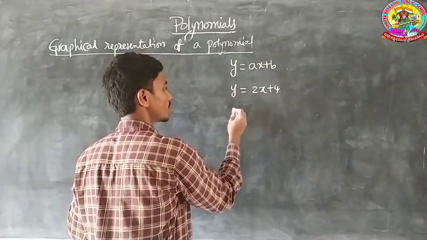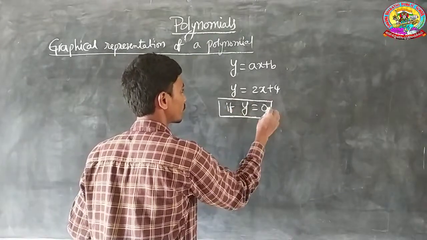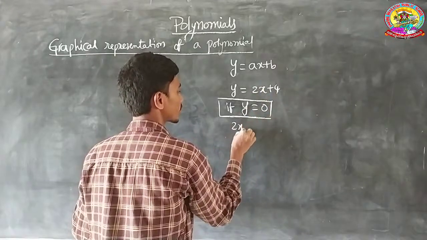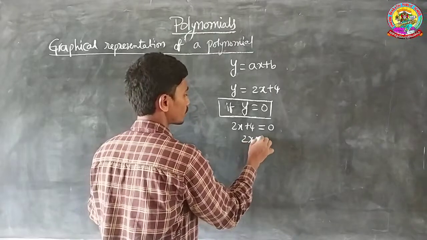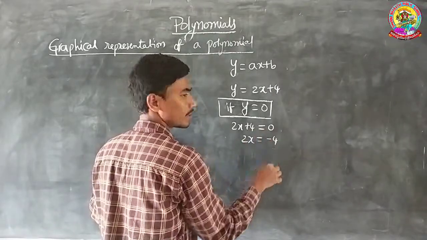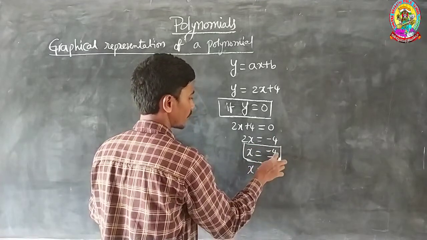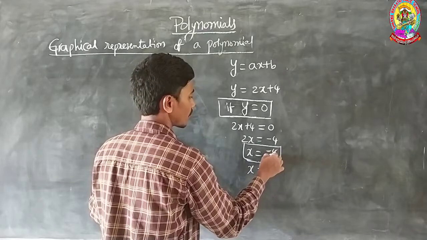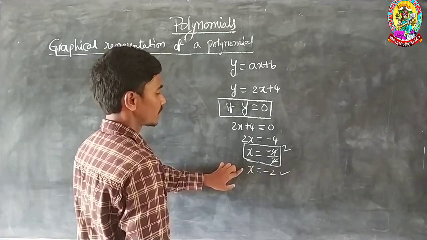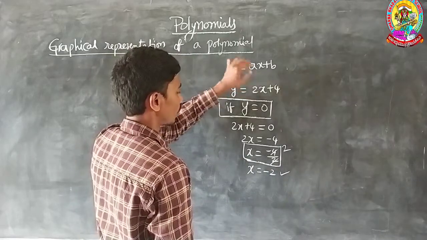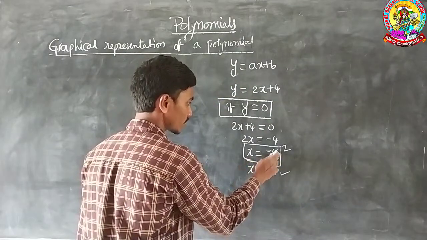So if you want to solve this equation, simply take the condition y is equal to 0. What will happen? The entire equation 2x plus 4 must be equal to 0. So if you send 4 to the right hand side, it becomes x is equal to minus 4 by 2. If you simplify this, 4 cancels by 2 two times, x is equal to minus 2 is the solution, or minus 2 is the zero of the polynomial. So here observe, x is equal to minus 4 by 2.